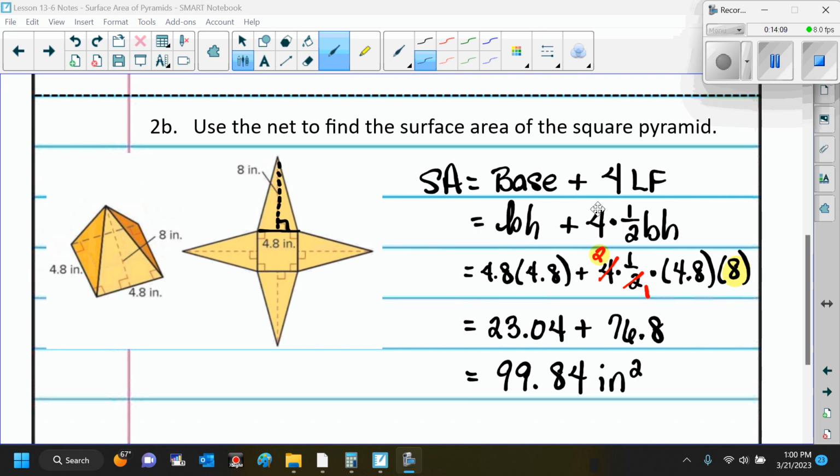Alright, so here is example 2b. So we have the base plus the 4 lateral faces. So that's base times height, and the triangles, 1/2 base times height. So here's my substitution. And then when we simplify, we ended up with 99.84. Please remember, you can simplify before you multiply. So I simplified the 2 and the 4 here, and then I have 2 times 8, 16, and then 16 times 4.8. That's what gave me this 76.8.